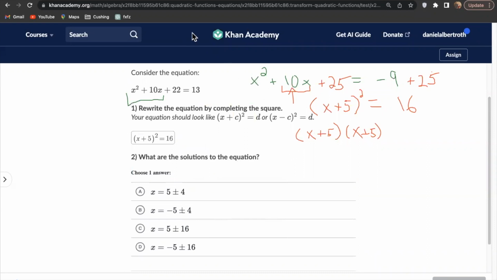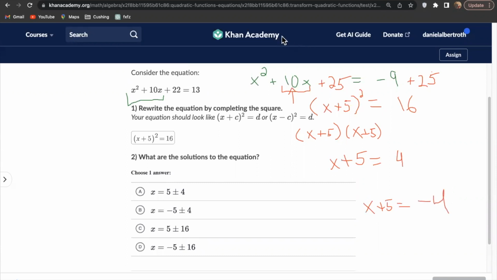And then what are the solutions? In order to solve this, we could take the square root of both sides. That's going to give us x plus 5 on the left side, and the square root of 16. There are two square roots of 16, 4 and negative 4. So I can say x plus 5 is 4, or I can say x plus 5 is negative 4. It's going to give us two answers.